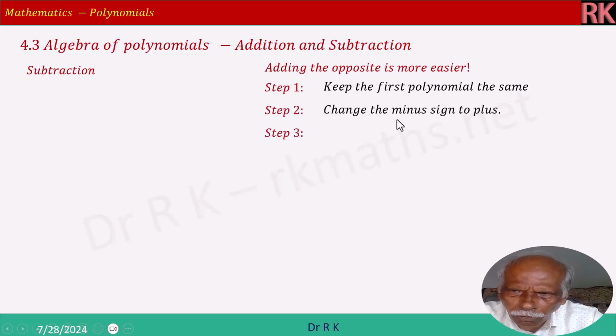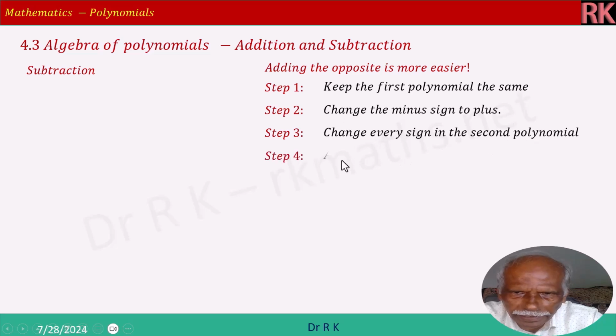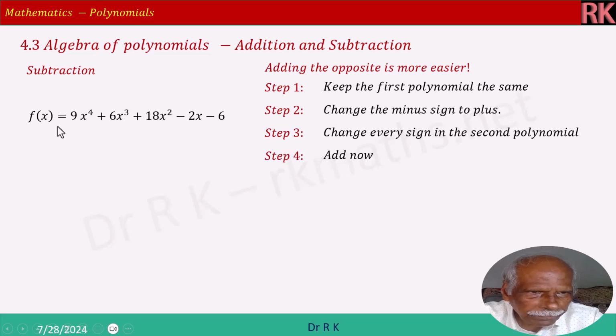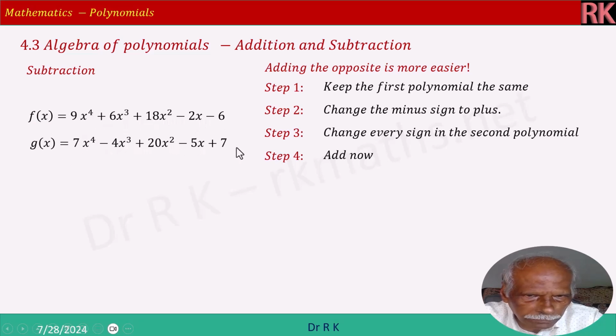Now change all the signs in the second polynomial. Blindly. Change every sign in the second polynomial. Now keep adding. You know how to add. Like terms you add. See, f of x is 9x power 4 plus 6x cube plus 18x squared minus 2x minus 6. G of x is 7x power 4 minus 4x cube plus 20x squared minus 5x plus 7.